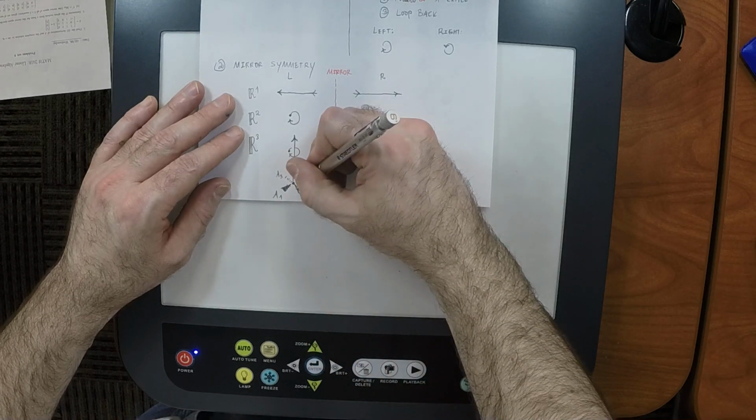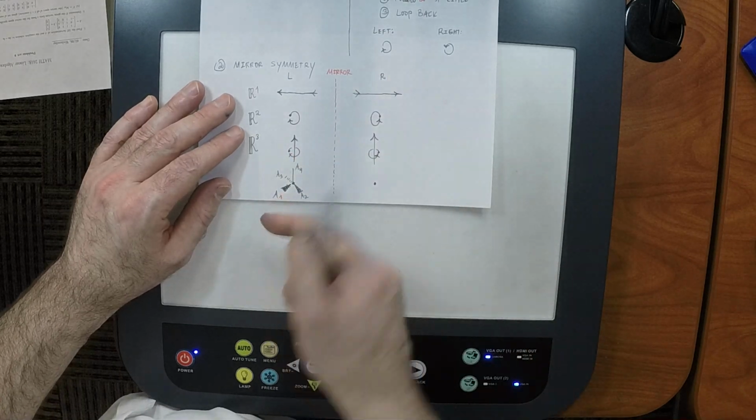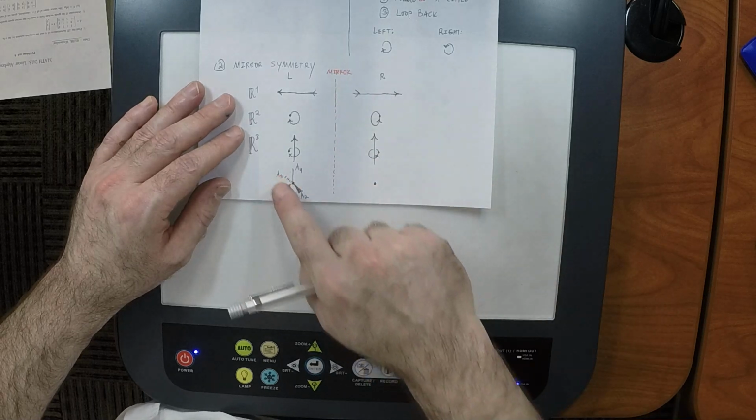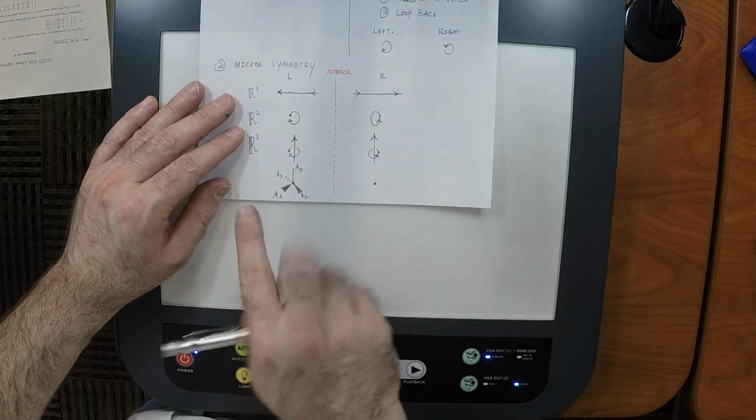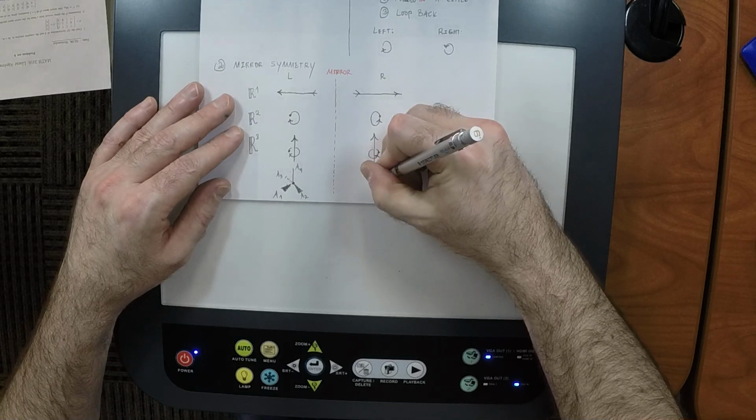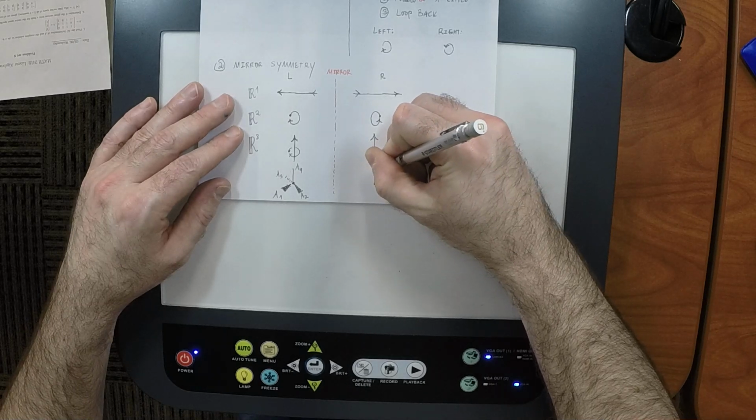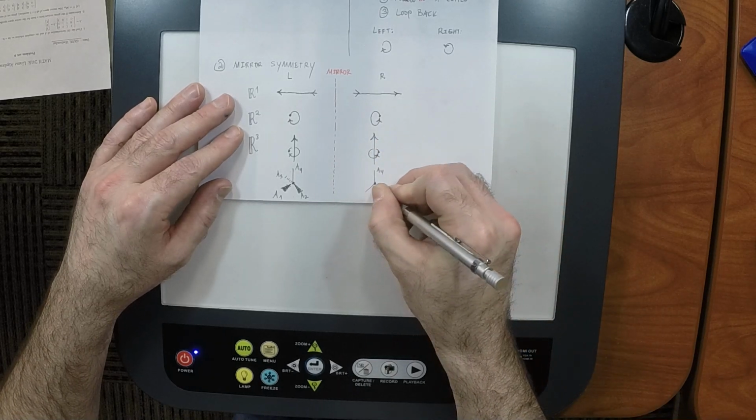So that just means that these two are sort of coming out of the page, and that one's going into the page, and that one is parallel to the page. And then if you reflect this, then this looks like this. So this is still A4. These are still coming out of the page.